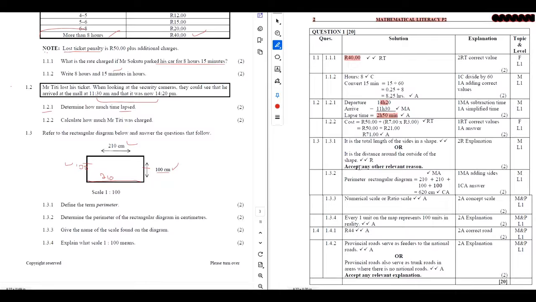So even if you check here, you would see that you are given your answer. Okay, so this makes it easier for you guys to prepare for your exams.